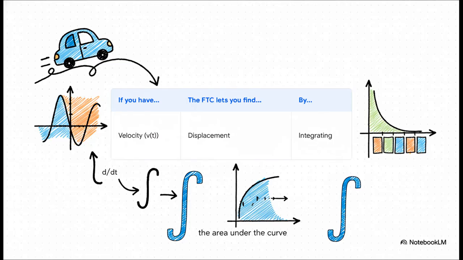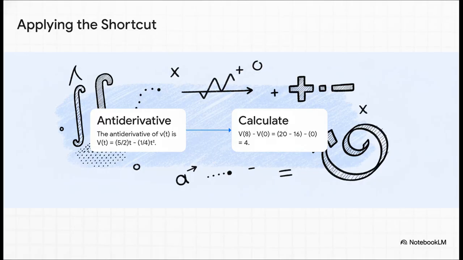This is a perfect job for the FTC. I mean, velocity is just the derivative of position, right? So to go backwards from the rate of change to the total change, the theorem tells us all we have to do is find the integral, and we now know that's the same as finding the area under that velocity curve. So let's use our two-step shortcut.